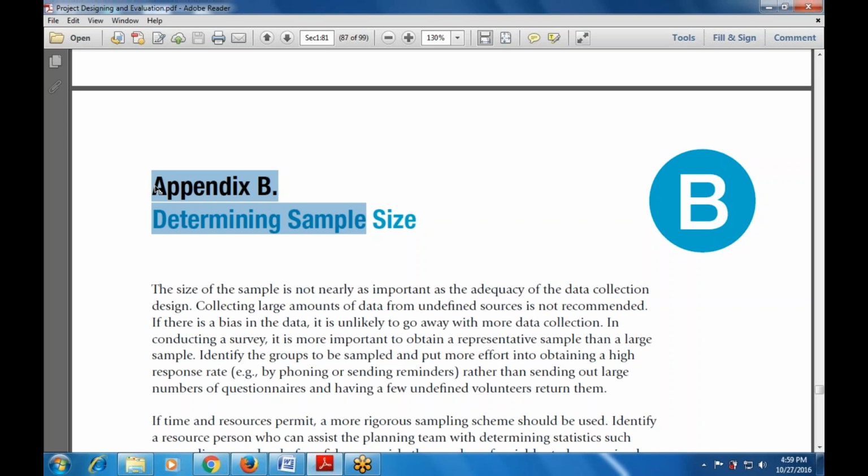That is Appendix B, determining the sample size. How to determine the sample size. So we are finished with Appendix A. The next part is Appendix B: how to determine the sample size, what the sample size is, how to use it, and what the benefit of using the sample size is.